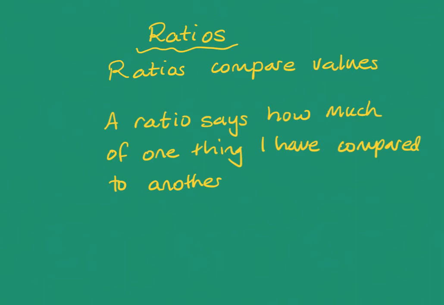Hi, we're looking at ratios today, and ratios compare values. A ratio says how much of one thing I have compared to another. For example, I've got 5 green balls and 3 blue ones. So my ratio is 5 to 3, and that's how we write it.